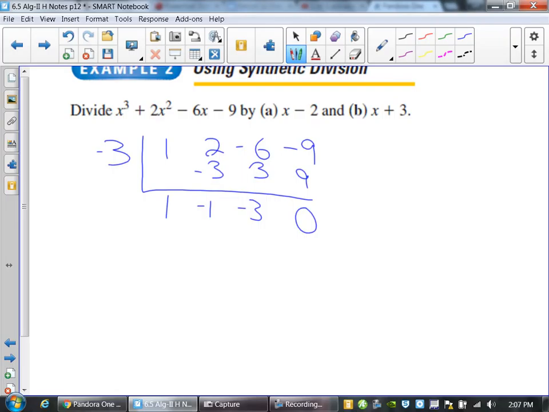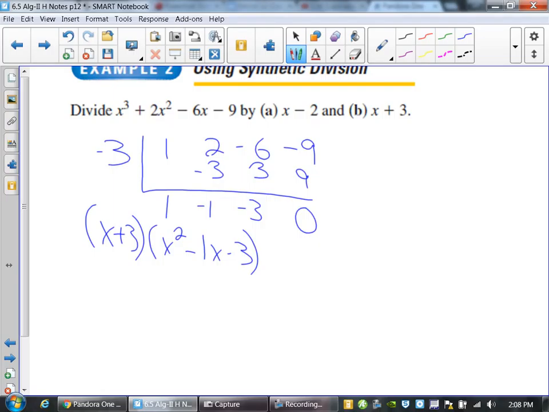So since this is a 0, this had a term of x plus 3, and now I'm left with x squared minus 1x minus 3. I was able to factor out an x plus 3. This is how you factor things that you can't factor by grouping, if you want to think of it that way. Remember how we did that earlier? If you had 4 terms, you try to get GCFs and things like that? This is how you do it if that doesn't work.